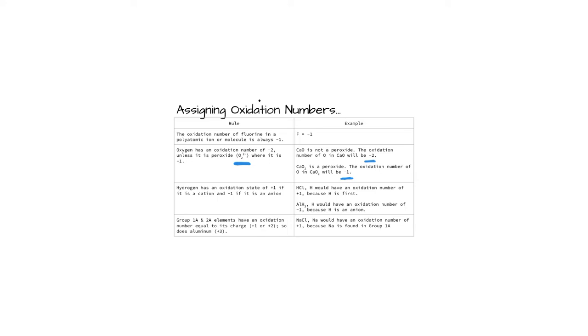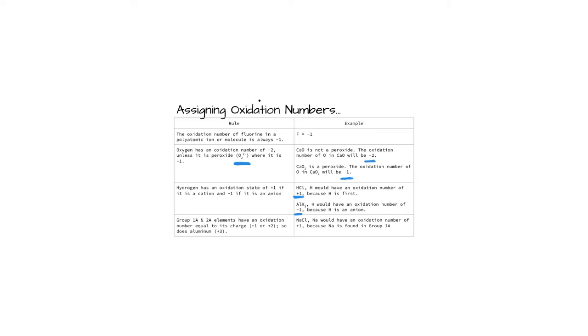Hydrogen has an oxidation state of +1 if it is a cation, and a -1 if it is an anion. Remember, if it is in the front, the H is a cation and would be assigned a +1. If it is in the back or to the right, it is an anion and would have an oxidation number of -1.